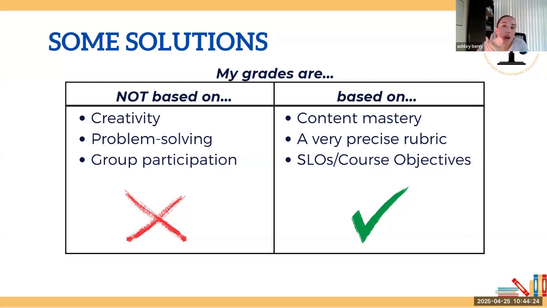What I do grade on is content mastery, and I have a very precise rubric to make sure that there is super limited room for bias. So my students get, and I could do a whole other training on this, right? Grading for equity. My students receive a checklist for every single project that they have to do. And I literally will tell them, I am going to look at this checklist.